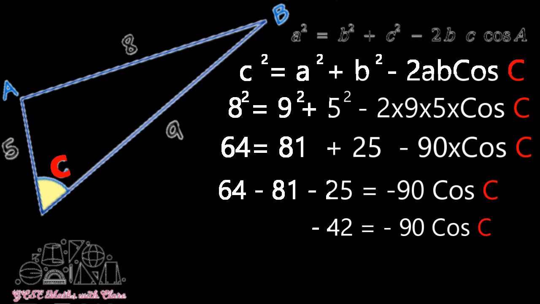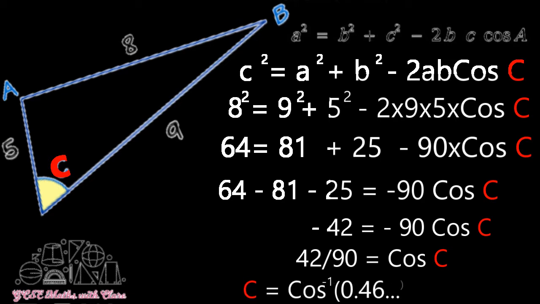So if I divide by negative 90, I'll get that 42 over 90 equals cos c. So 0.46 recurring equals cos c. If I take over the cos using the inverse operation, I'll get that inverse cos of 0.46 recurring equals c. So c equals 62.1 degrees to 3 significant figures.